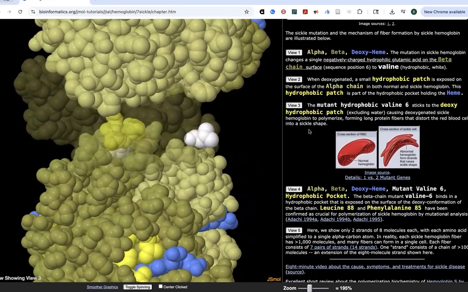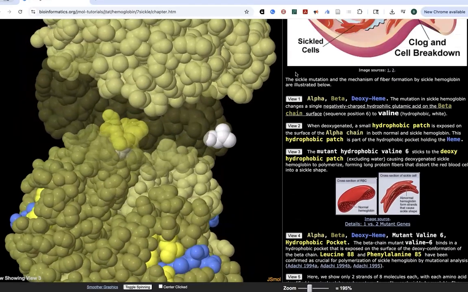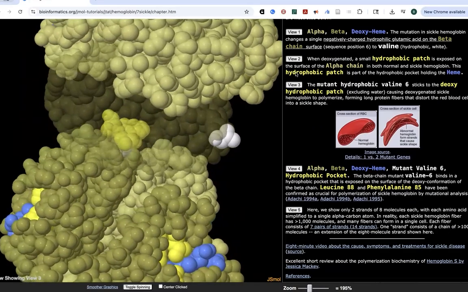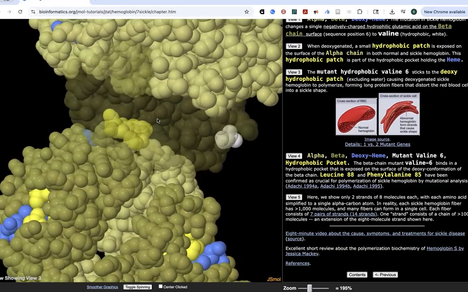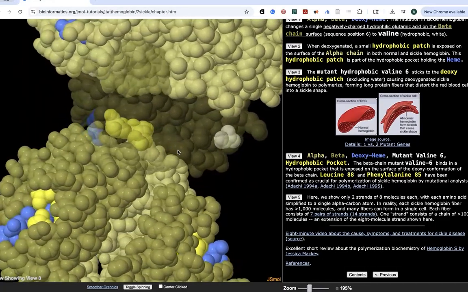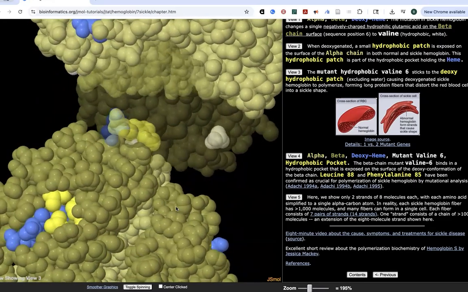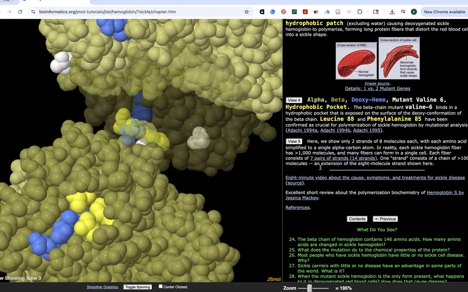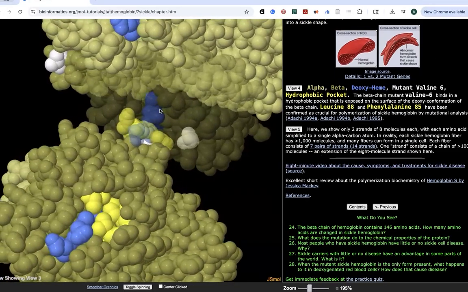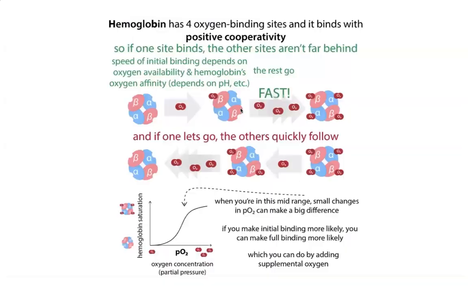And this is going to be exposed predominantly in the deoxygenated state. And so this is going to make it so that you get this clumping in the deoxygenated state. So when there's low oxygen, you get the clumping, and there's going to be low oxygen in like those veins. And so it's going to clump up in the veins and cause these chain formations that are then going to occlude the blood vessels.